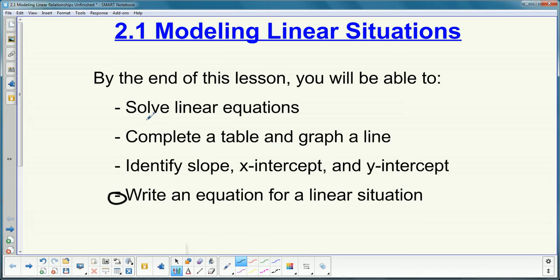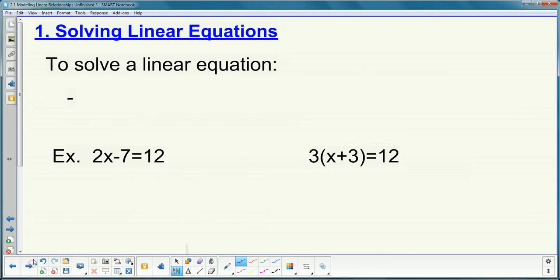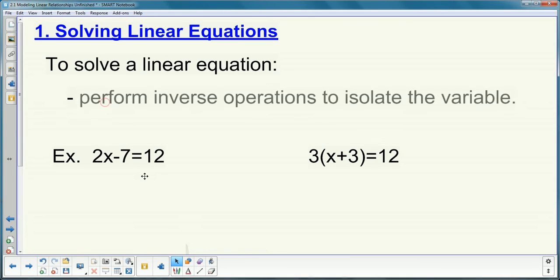Today in the video, really what we're going to focus on is solving linear equations, completing a table, and using that to graph a line, and then identifying slope, x-intercept, and y-intercept, which none of that should be new to students this year. So first piece, in order to solve a linear equation, what you need to do is the inverse operation to isolate the variable.